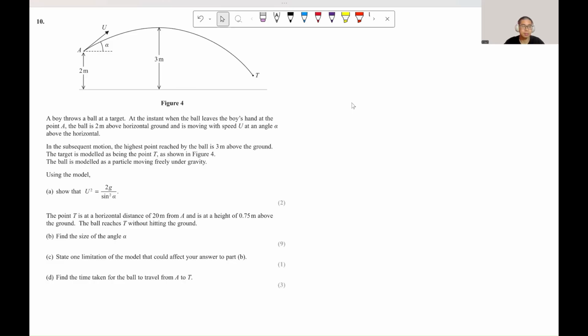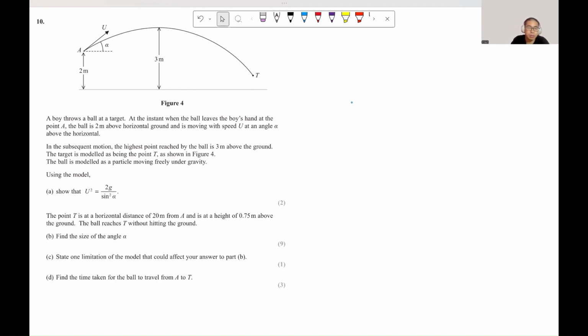Let's have a look at the last question in this paper, and it's a projectile question. So this will come up every year. Let's have a look. A boy throws a ball at a target. At the instant when the ball leaves the boy's hand at the point A, the ball is 2 meters above horizontal ground and is moving with speed u at an angle alpha above the horizontal.